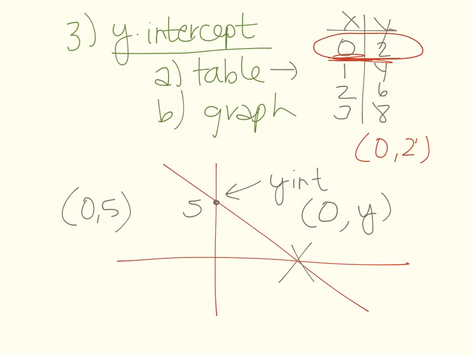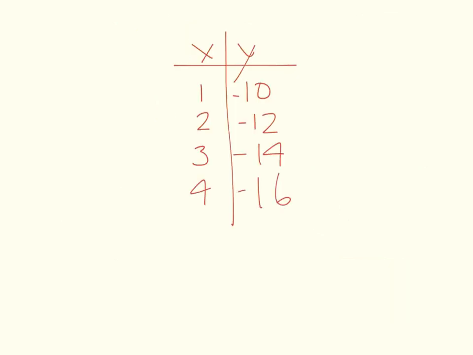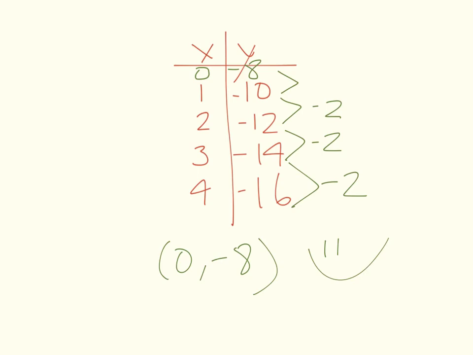Let me give you an example. So I want to know when x is 0, but as you can see, I don't have it on my table, but I can find it by looking at the patterns. So 0 will be right there, right? So what's happening from here to here, I'm subtracting 2, subtracting 2, subtracting 2. So how would I know what y is when x is 0? I have to go the opposite way and add 2. So that must mean that when x is 0, y is negative 8. So my y-intercept is (0, -8). Okay?